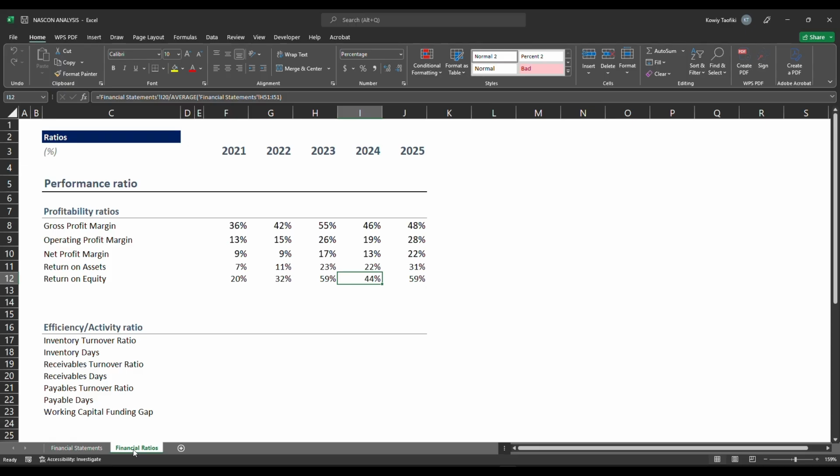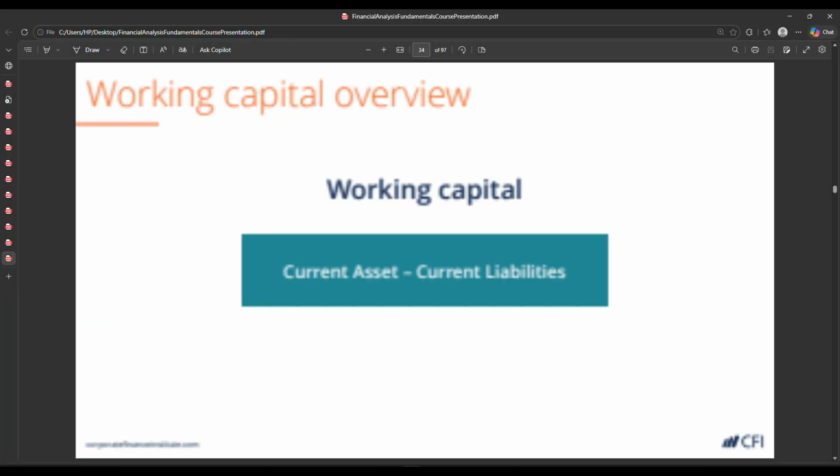basically. So we'll continue by looking at the efficiency/activity ratio, still under performance ratio. We're going to be looking at the composition of what is called the working capital, which makes up the efficiency ratio. So we have the working capital to be your current assets minus your current liability. This is the CFI Institute's material. So we have your working capital to be your current assets minus current liability.